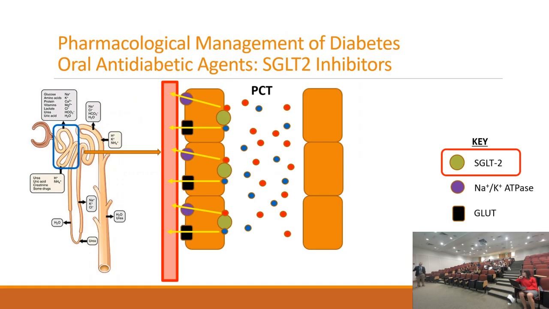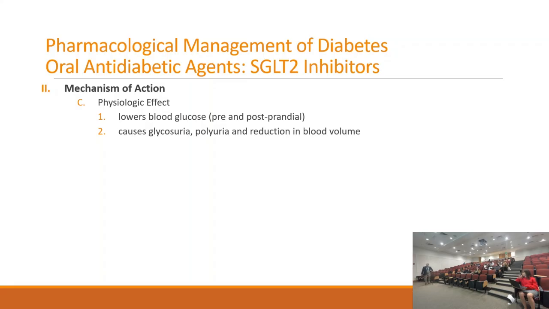And so the glucose stays in the proximal convoluted tubule. It goes through the loop of Henle. It goes through the distal convoluted tubule into the collecting ducts and is eliminated in the urine. All right? So everybody got that? And so it's just a mechanism for helping the body eliminate excess glucose. Okay? Lowers blood glucose, and it also can cause glycosuria, polyuria, and a reduction in blood volume, again, due to the elimination of the glucose from the body. Okay?